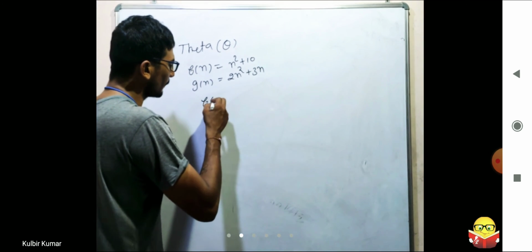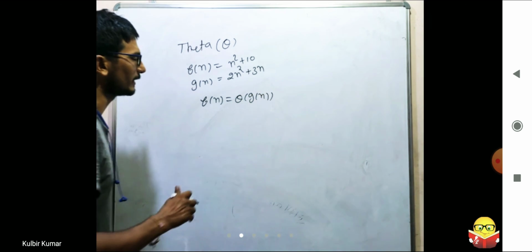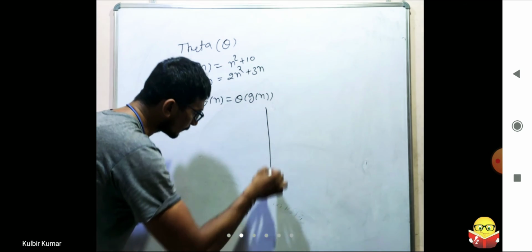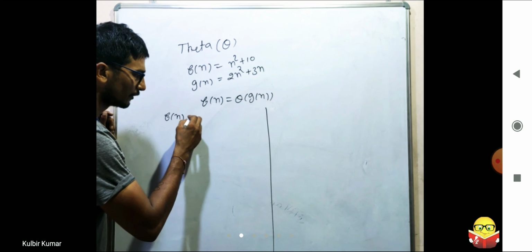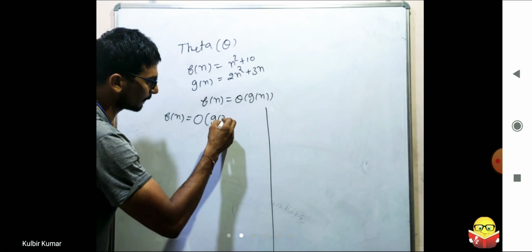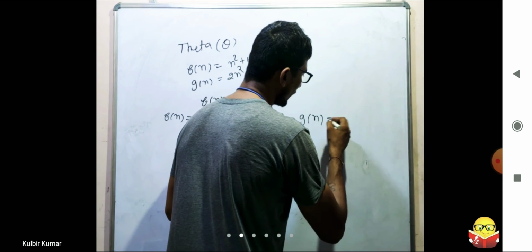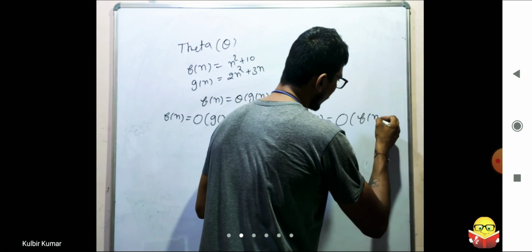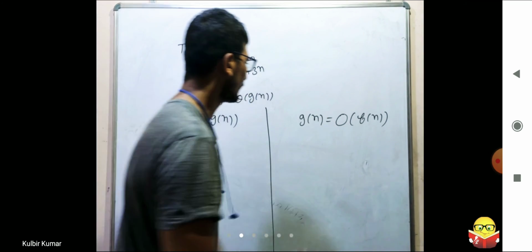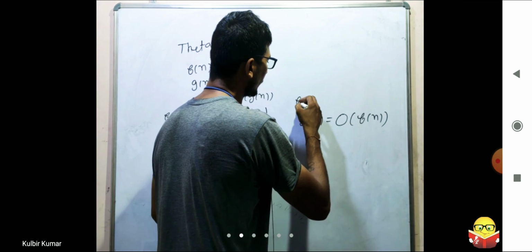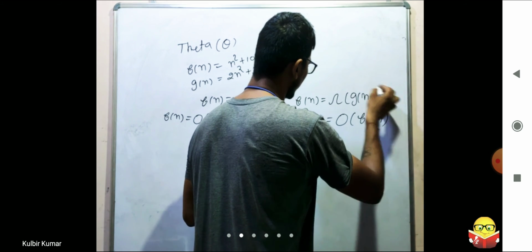So I have to prove f of n is theta of g of n. So अगर f of n theta of g of n होगा, then I have to prove two things. पहली चीज क्या होगी, f of n should be order of g of n. This is first thing. And second thing क्या होगी, you can write down g of n is order of f of n. That's it. और इसकी जगह ऐसे भी लिख सकते हो, you can write down f of n is big omega of g of n. You can write this thing also.